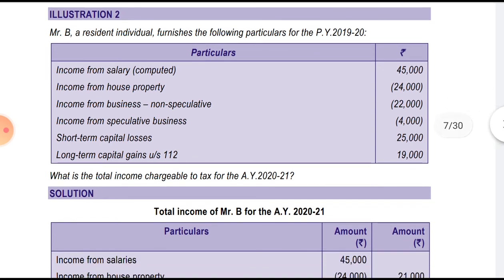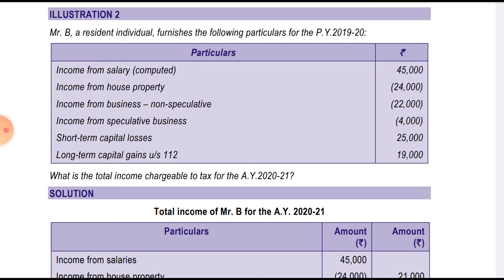So short-term loss can be set off against the long-term gain. So 25,000 will be set off against the 19,000, and 6,000 will be carried forward. So this part is done, the capital gain part. Then house property loss of 24,000 will be set off against 45,000 rupees. Perfect. Business loss of speculative can only be set off against speculative, so it will be carried forward. That is 4,000 will be carried forward.